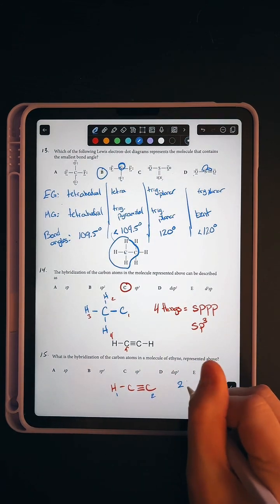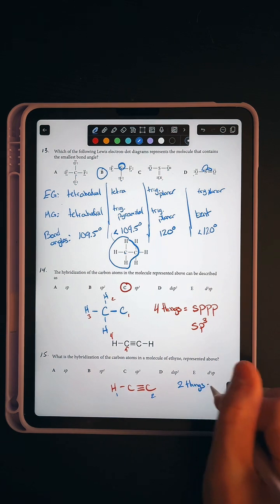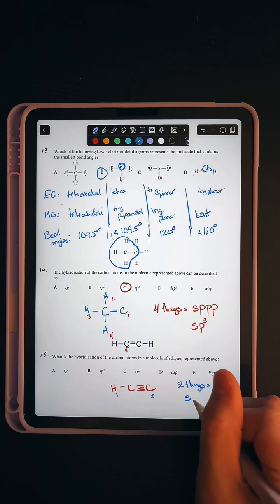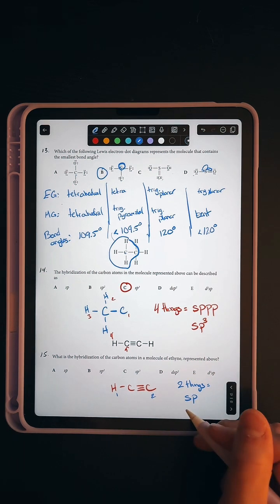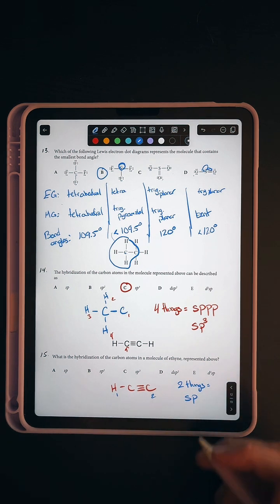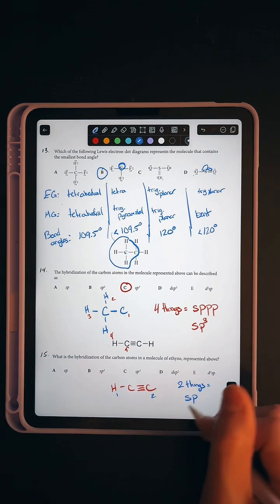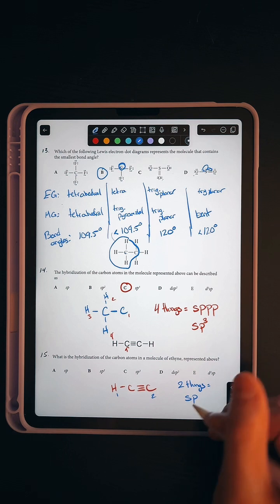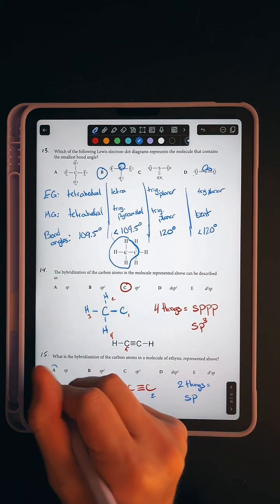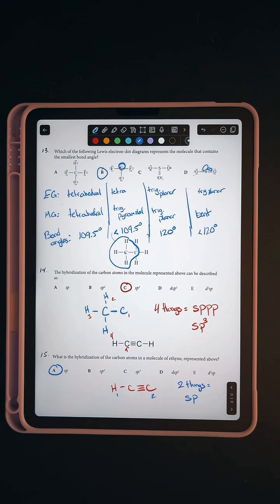And then for those 2 things, we give it 1 s. It will always only ever be 1 s. And then we add our p's. Well, we only need to add 1 p because we have just 2 things. So the hybridization here, we don't even need to simplify because we only have 1 of each. This becomes sp, which is choice A.